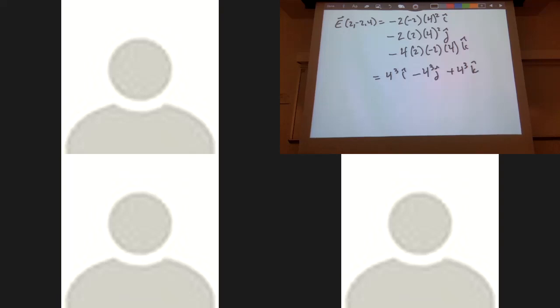Anybody know what 4 cubed is? What's that? So this is then 64 times i hat minus j hat plus k hat volts per meter. Good. So that's it. Not too bad. Nice and easy. So again, this is partial derivatives.